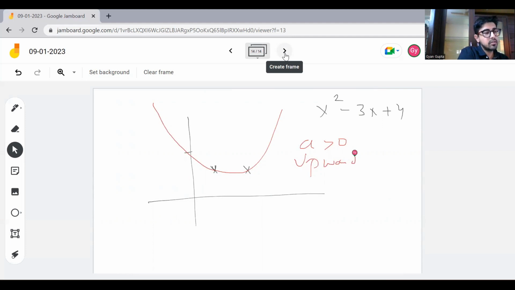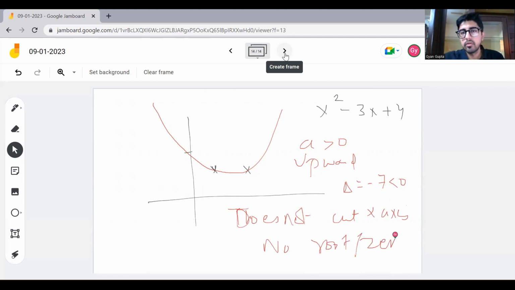Second, delta is minus 7, less than 0, hence it does not cut the x-axis, no root or zeros. All right.